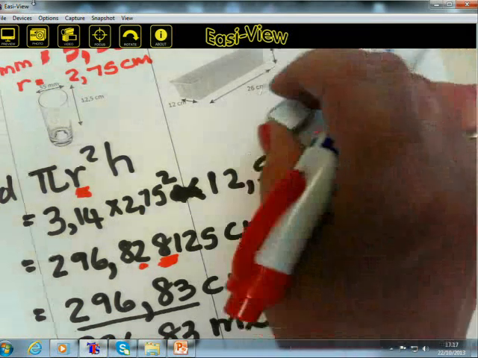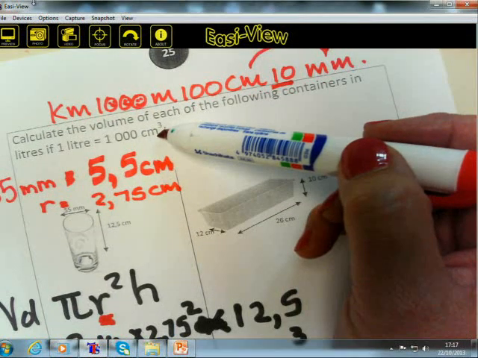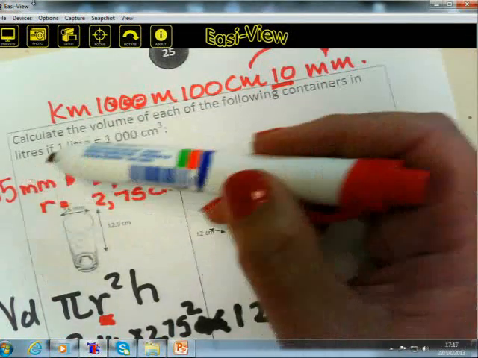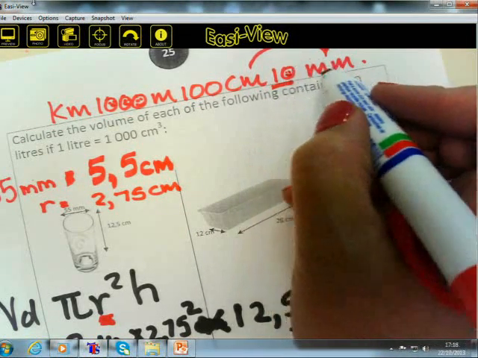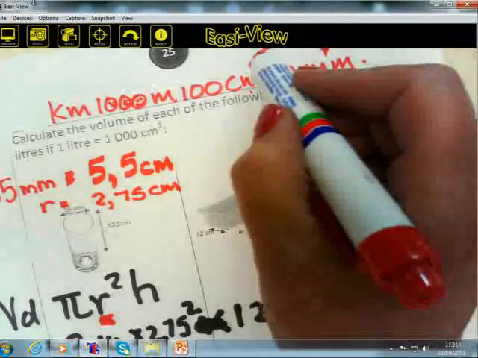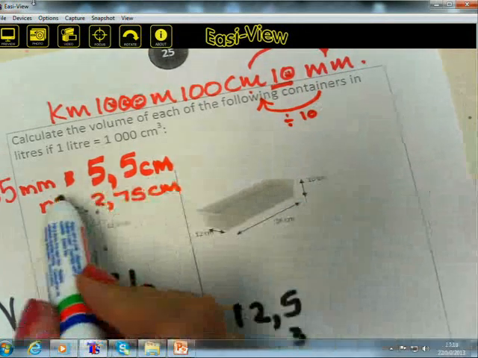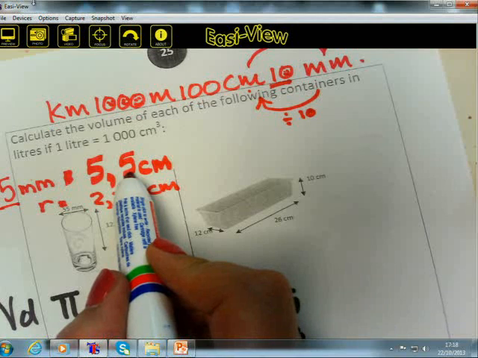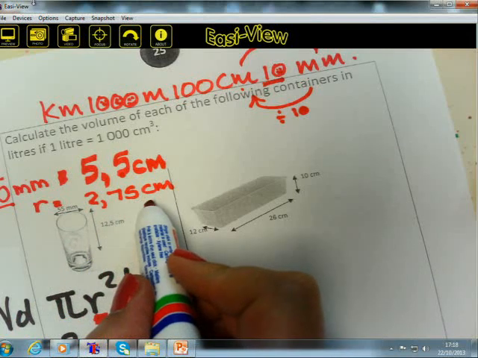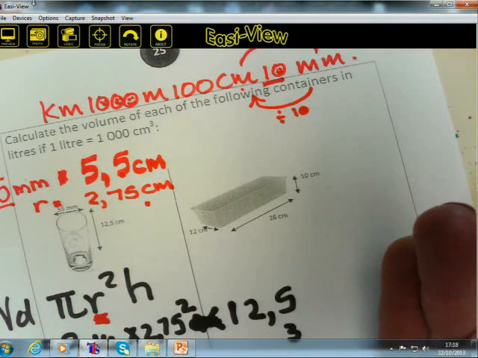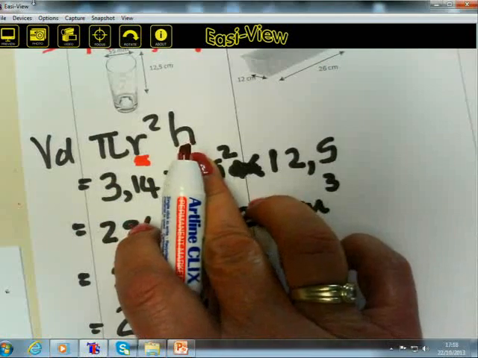So what did we do now? We had to convert that 55 millimeters to centimeters. Can you remember? Let's draw another face there. To go from millimeters to centimeters, backwards, you're going to divide by 10. So I'm going to divide that 55 by 10 and I get the diameter is 5,5. So the radius will be 2,75. So I did two things. I converted and I got the radius before I could start and just do the substitution.